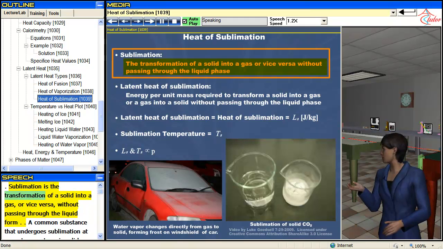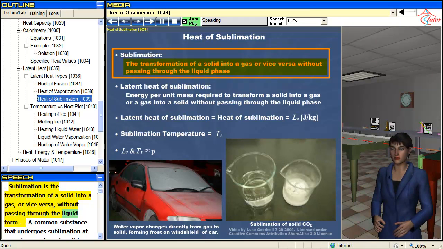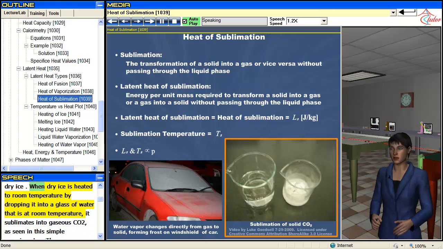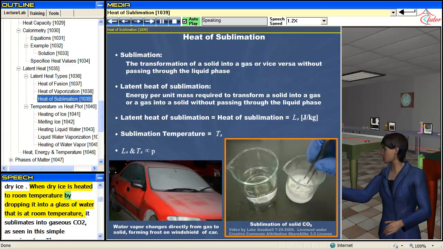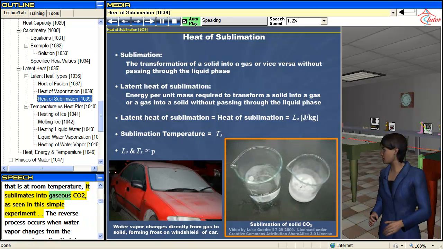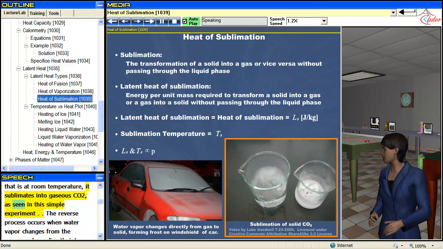Sublimation is the transformation of a solid into a gas, or vice versa, without passing through the liquid form. The common substance that undergoes sublimation at room temperature is solid carbon dioxide, or CO2, which is more commonly known as dry ice. When dry ice is dropped into a glass of water that is at room temperature, it sublimates into gaseous CO2, as seen in this simple experiment.